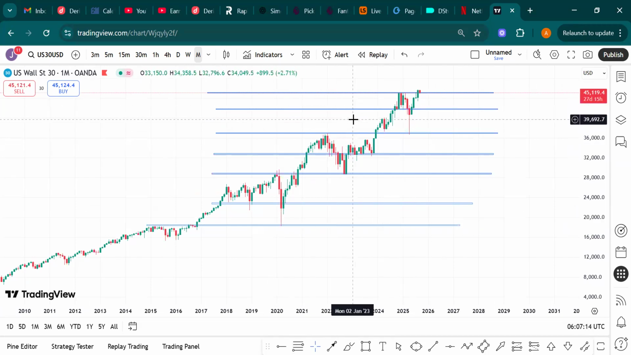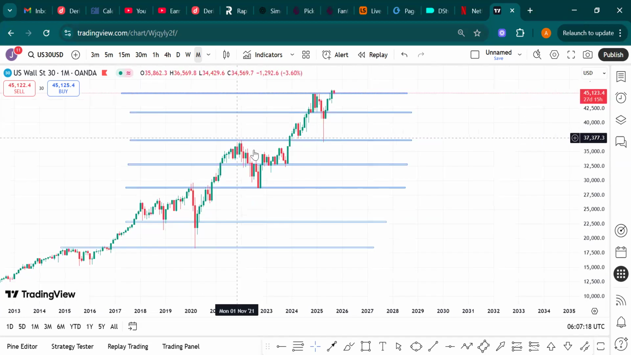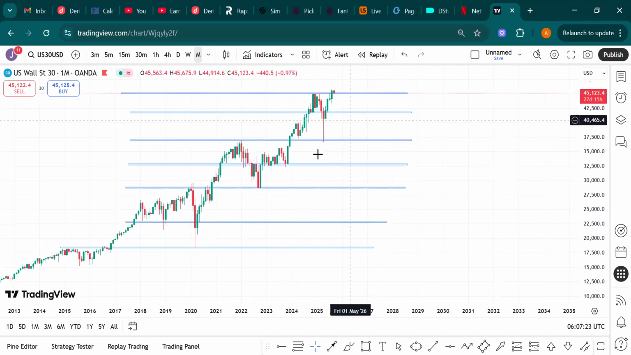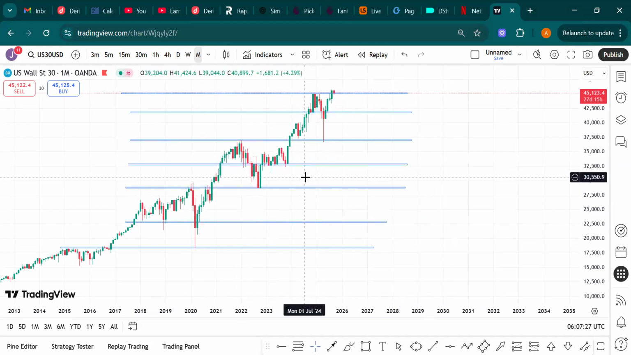I already have my key zones mapped out just to keep the video as short as possible. But for those of us who do not know how to draw these key zones, I have a video dedicated to it on the channel, which you can always check out.